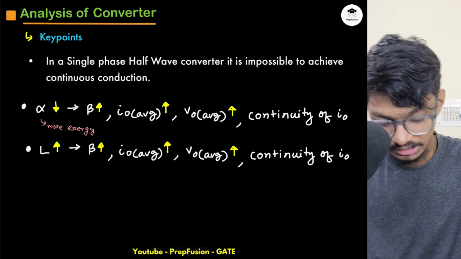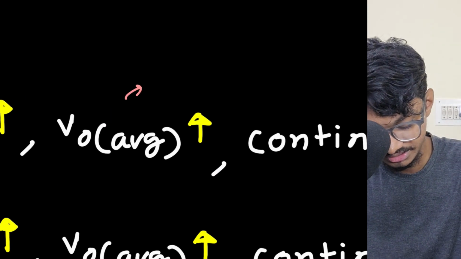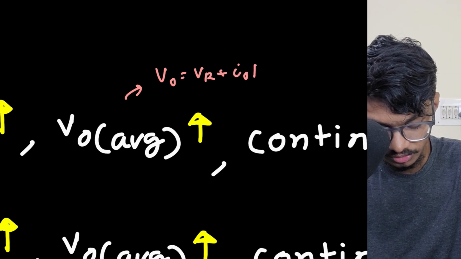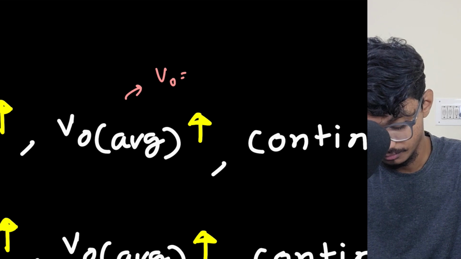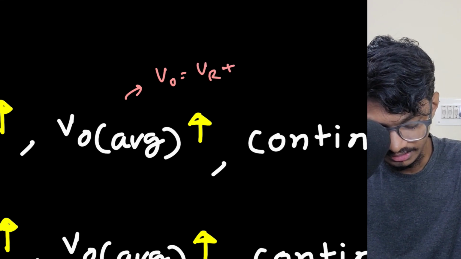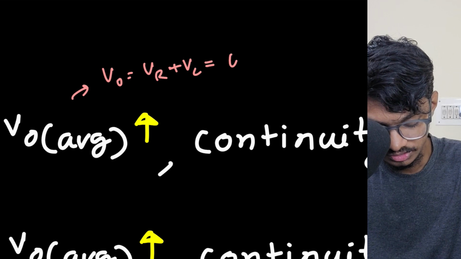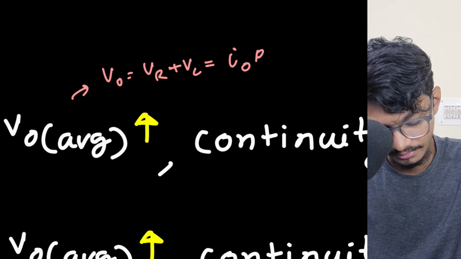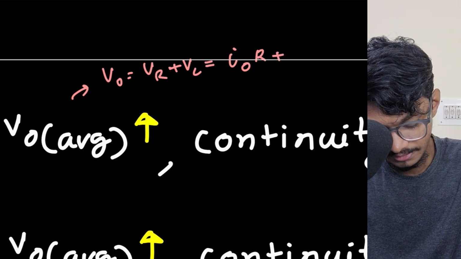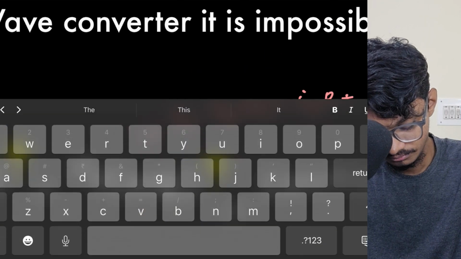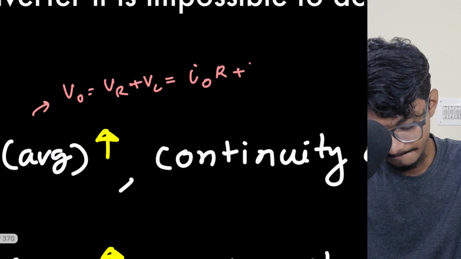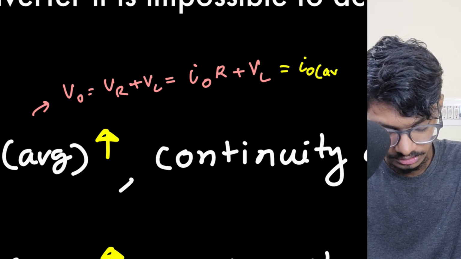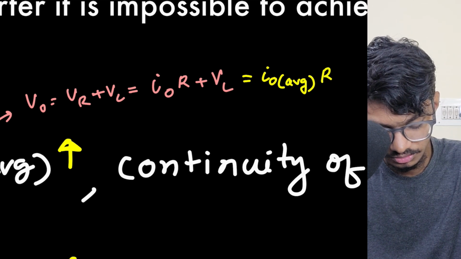Why? Because if I write this expression, what is VO? VO is simply VR plus VL, that is IO into R plus VL. So if I take the average of both, this will be IO average into R plus the average of VL.